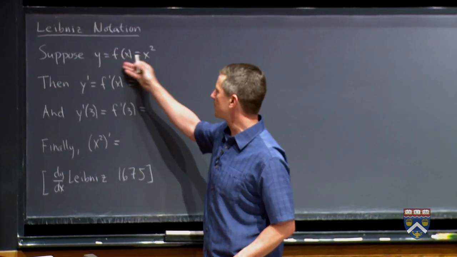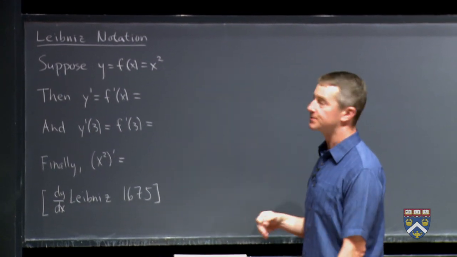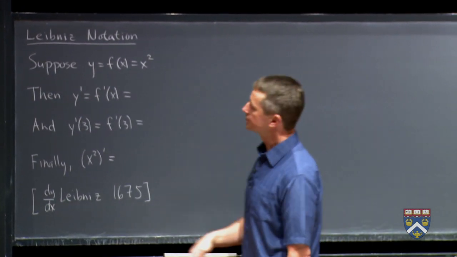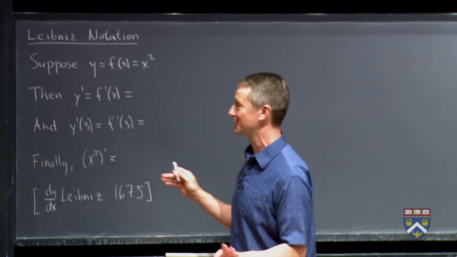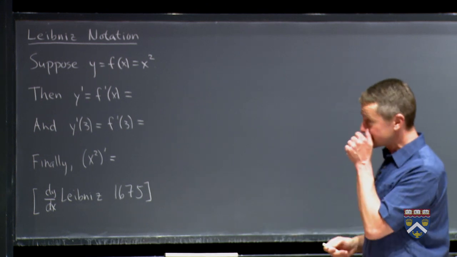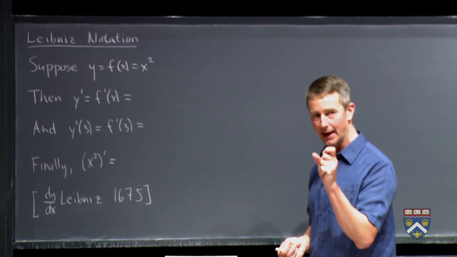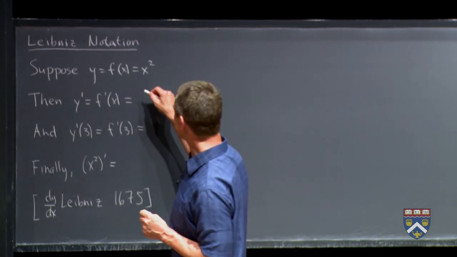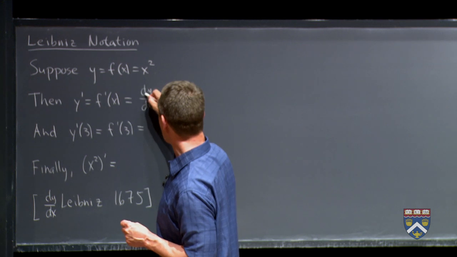Suppose we have a function y equals f of x equals x squared. Last week we computed that its derivative is 2x. So last week we could have written the derivative as f prime or y prime. We still can, we still will. But Leibniz notation reminds us of where this derivative came from, namely by taking a change in y over a change in x. So Leibniz would write dy and then a horizontal bar dx.